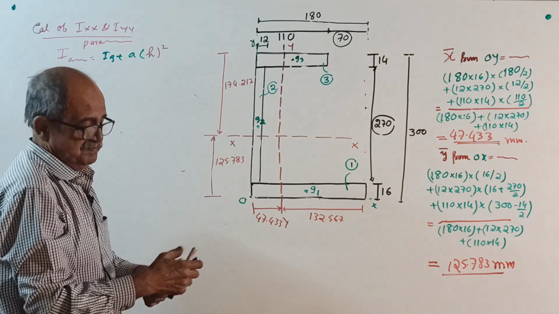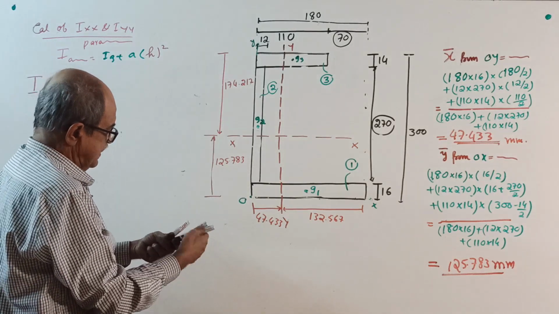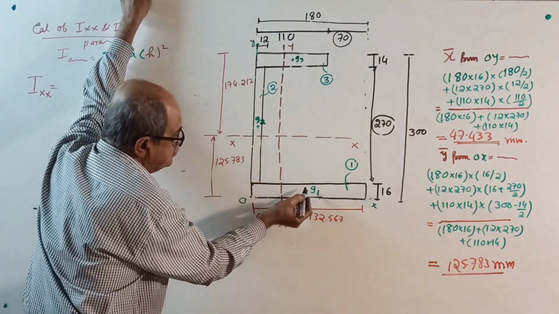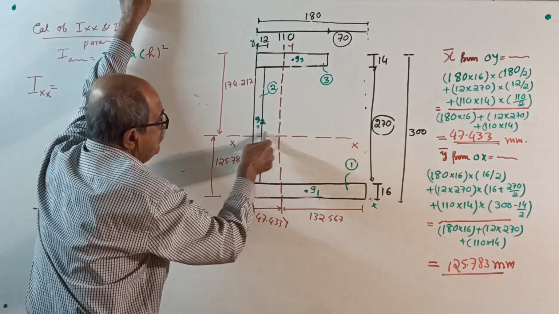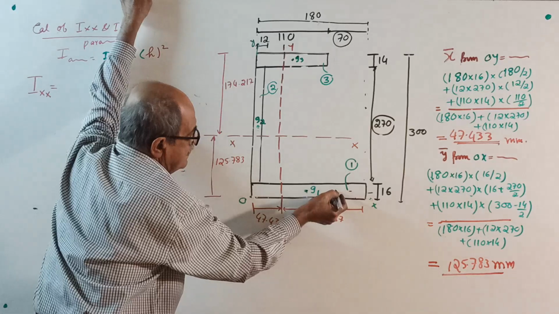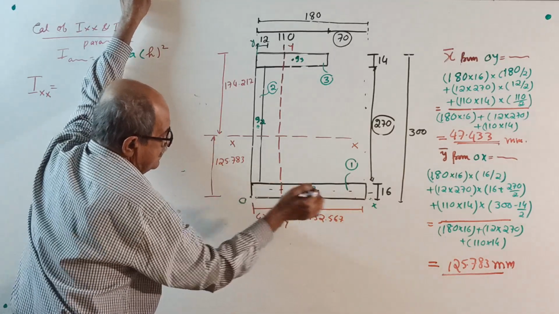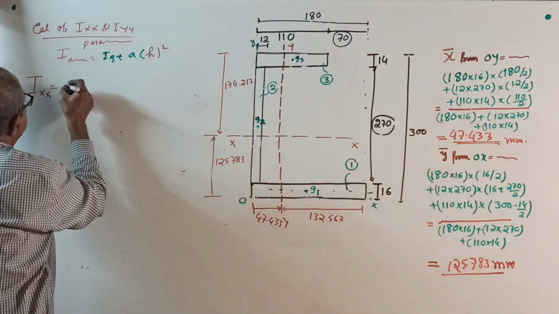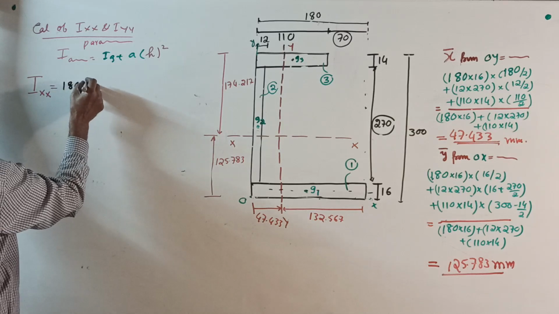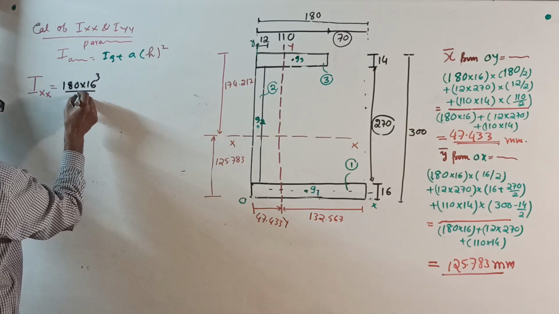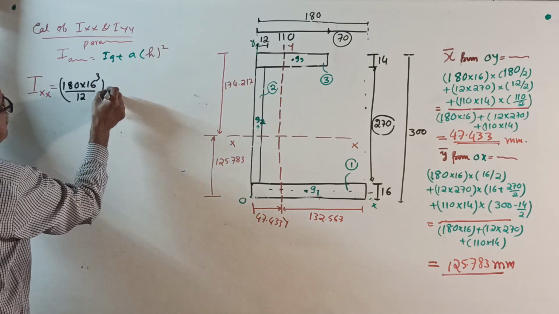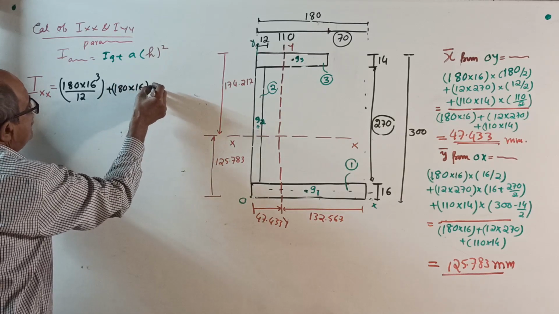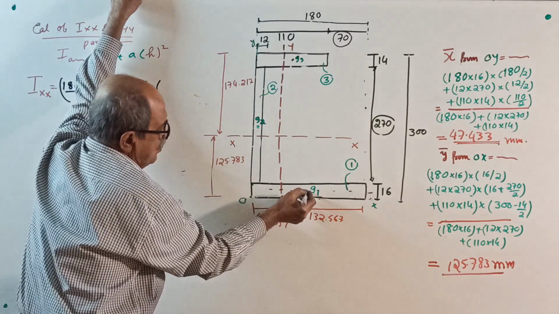Start. Now be careful. Come to part number 1. Part number 1: axis passing through centroid parallel to xx. Here, 180 into 16 cube by 12, divided by 12, is Ig, plus area. 180 into 16 is the area, into the distance from centroid G1.